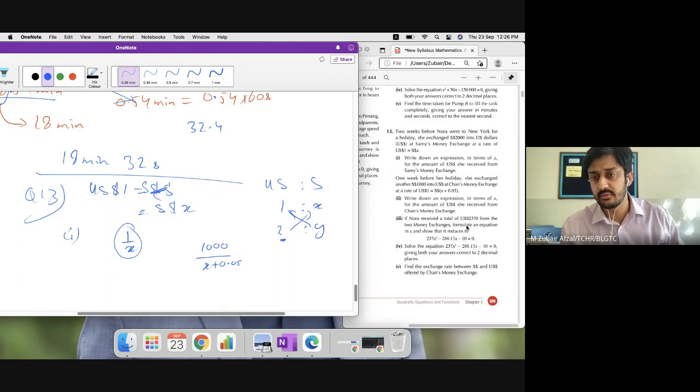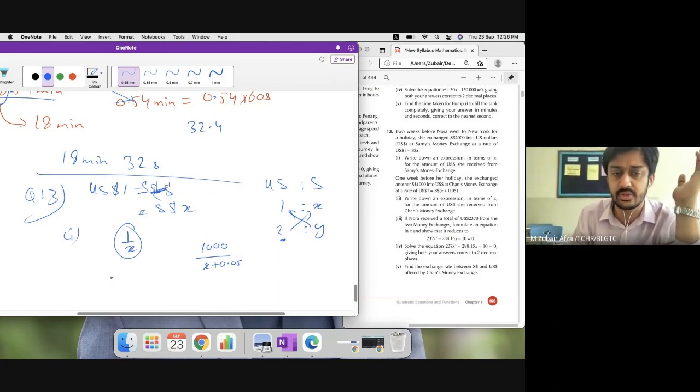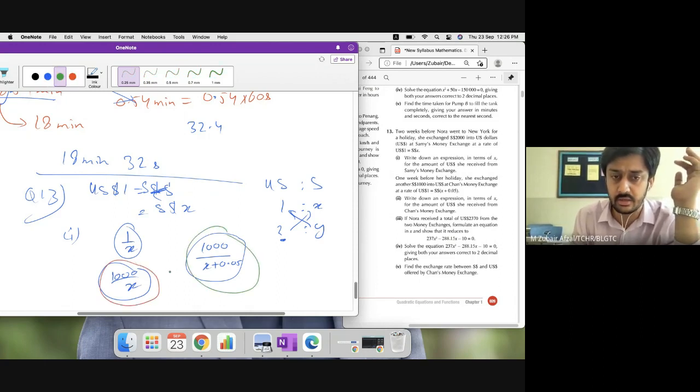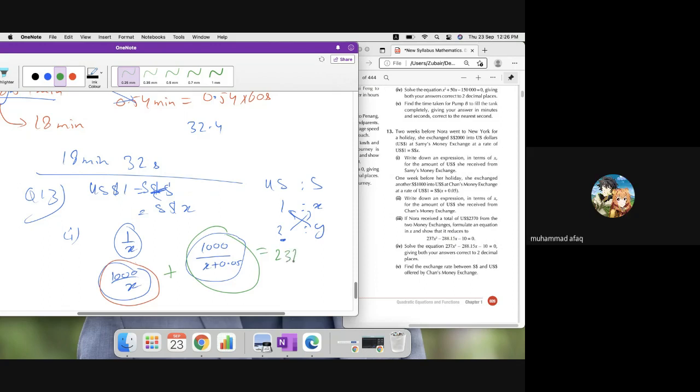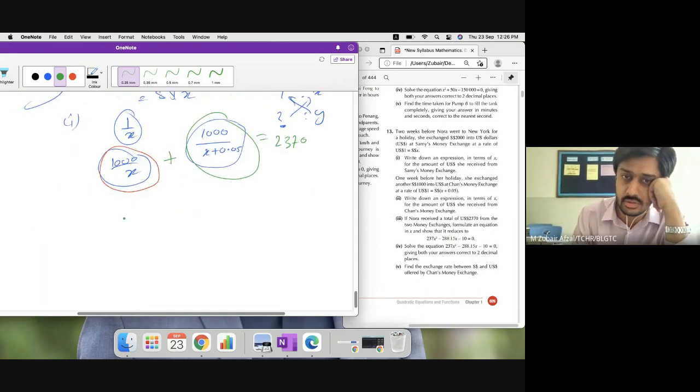Then it says if Nora received a total of 2370 from two money exchanges, formulate an equation in X and show that it reduces to this. So 1 week before her holiday, she exchanged another 1,000. So first 1,000, when she's exchanging her first 1,000, she's getting this, and in her second exchange, she's getting this. First exchange in red, second in green, and इसमें then दोनों भी total plus added, plus करके added, and the total she gets is 2370. बस इसको simplify करेंगे, you will get this quadratic equation.